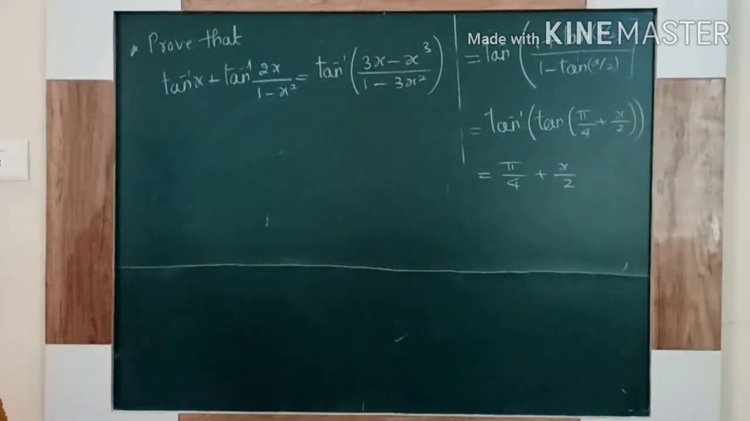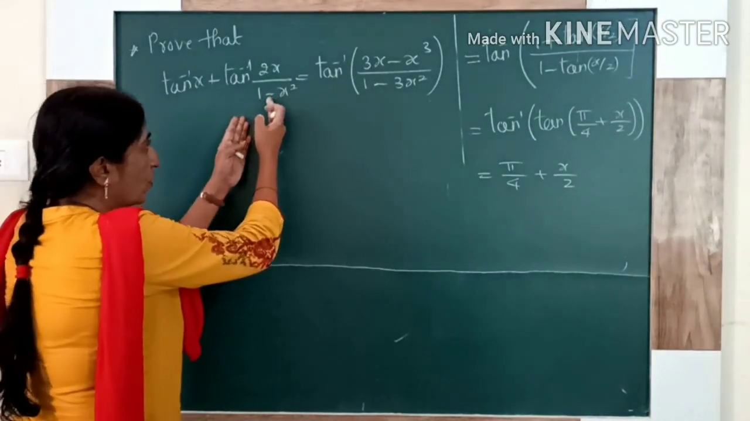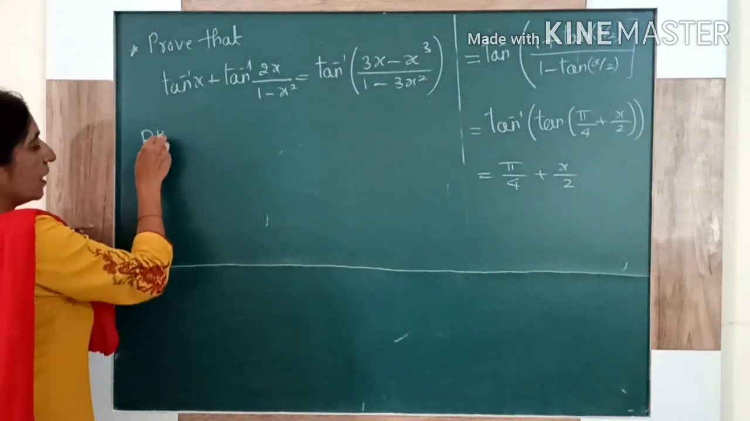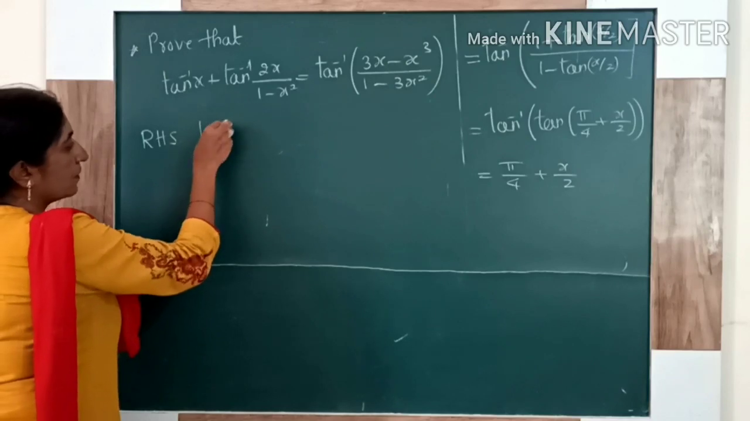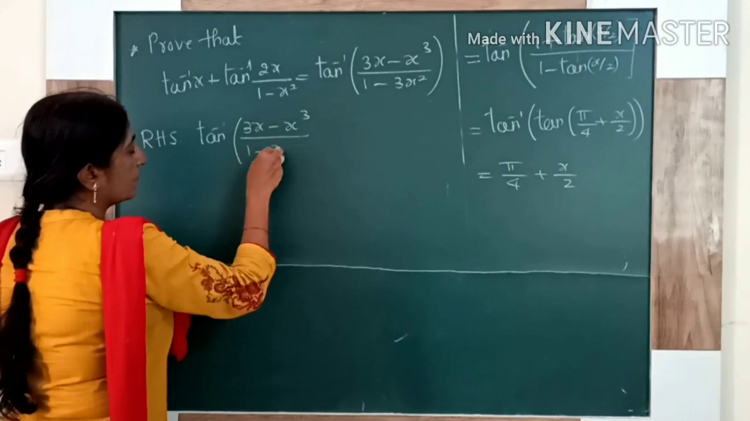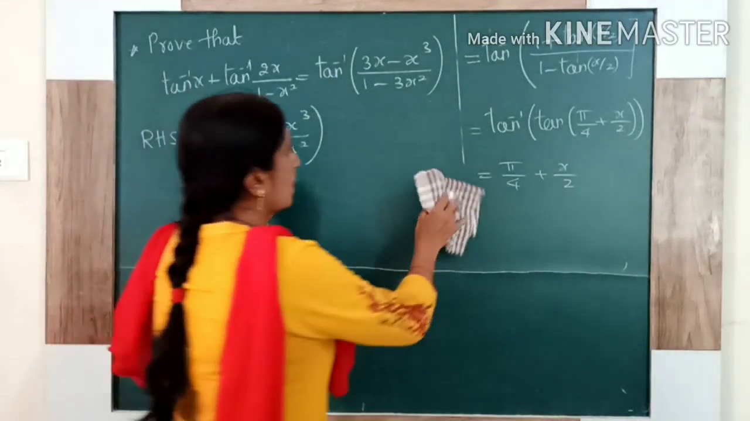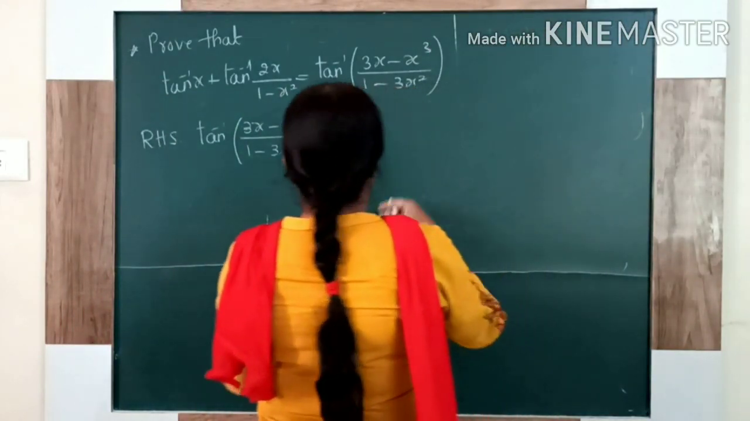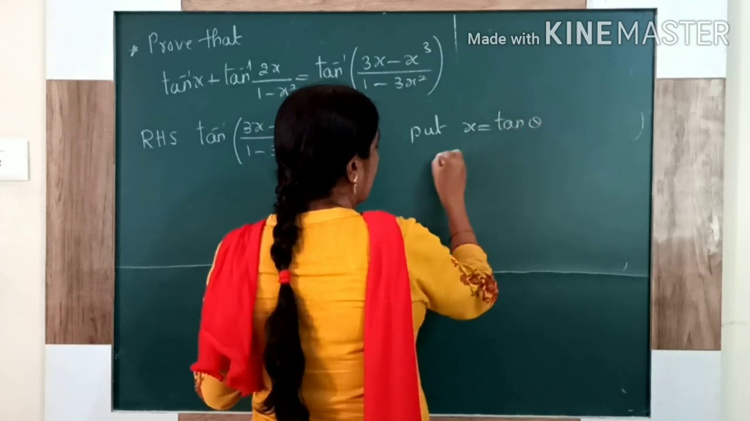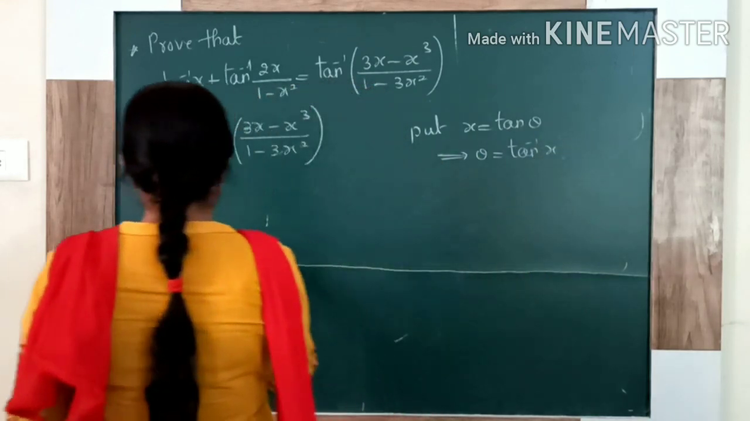There are two methods. Those who are perfect in calculations can start with LHS, or those who are thorough in formulas can start with RHS. I am writing with RHS. And already in one of the previous examples, you know that this is the standard example. So put x is equal to tan theta. Theta is tan inverse x.